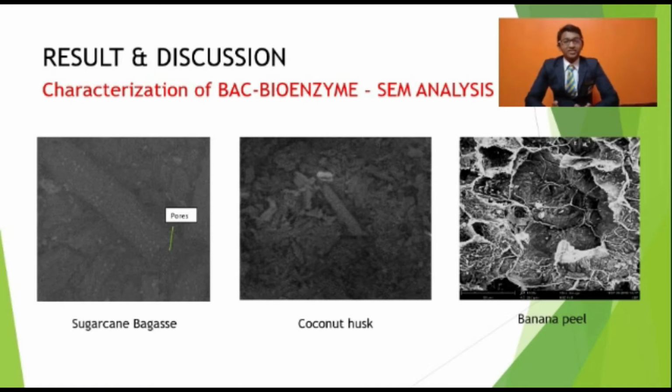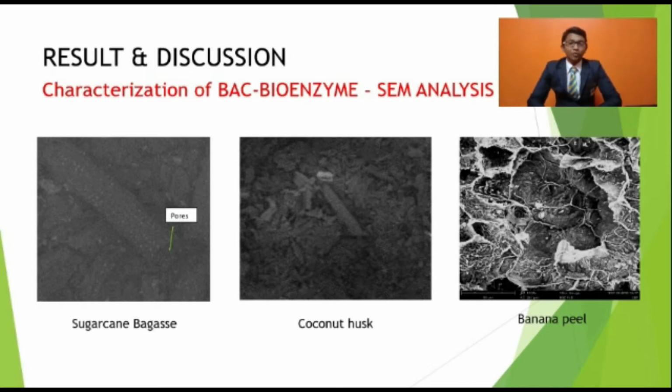These three images are the result that we got from the SEM analysis. Based on these images, we can find out that banana peel has more porous structure than the coconut husk and sugarcane bagasse. This shows that banana peel has more potential to absorb oil.